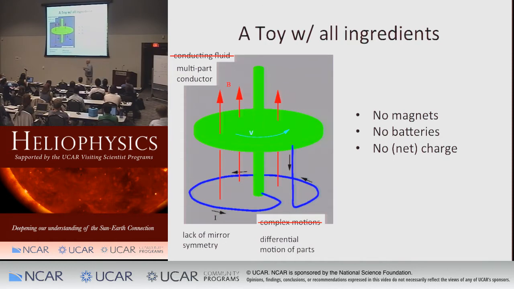But importantly, this doesn't have any magnets. That would be cheating, if I put a permanent magnet in there and said it generates a magnetic field. It doesn't have any batteries. There's nothing driving this current. It doesn't have any net charge.